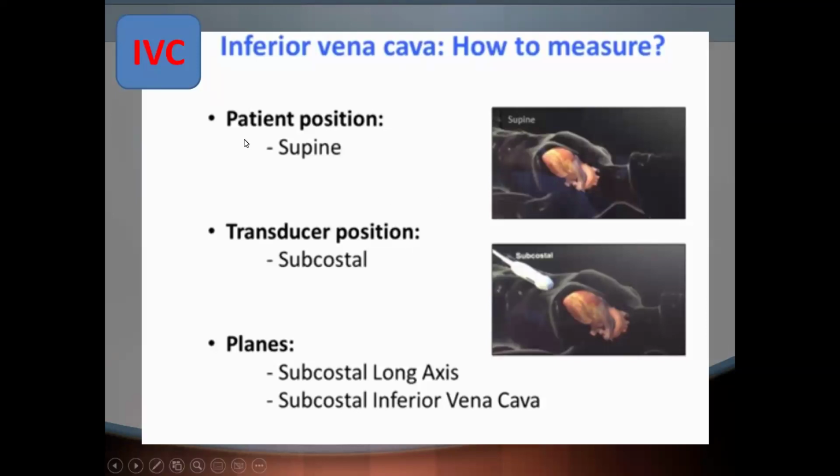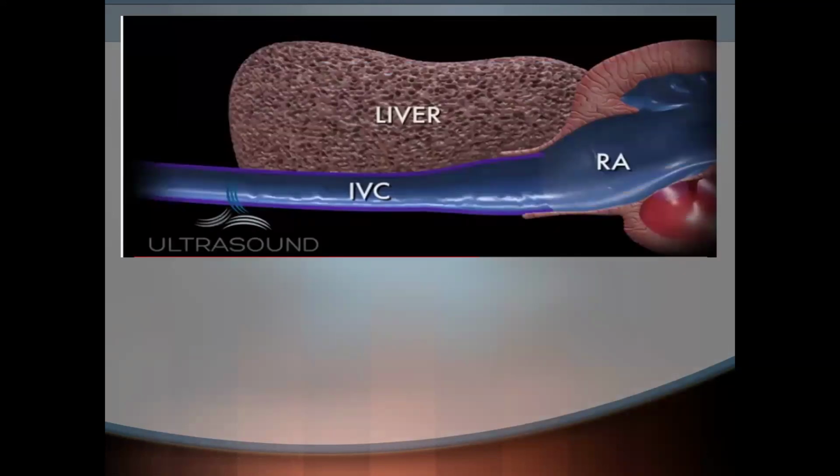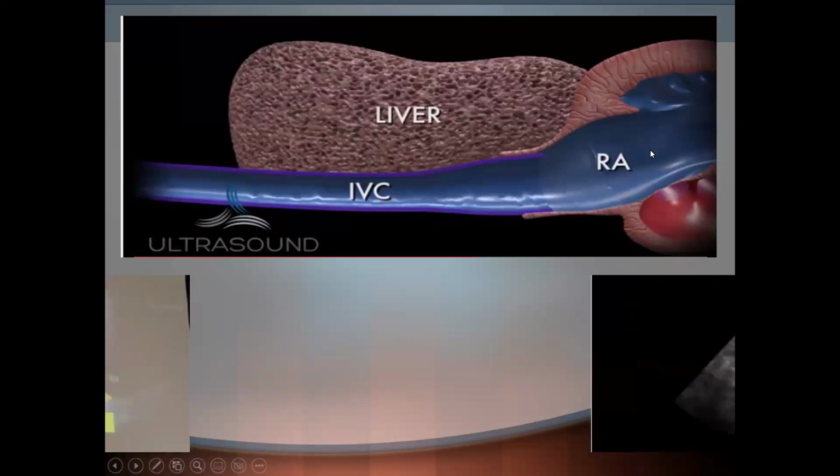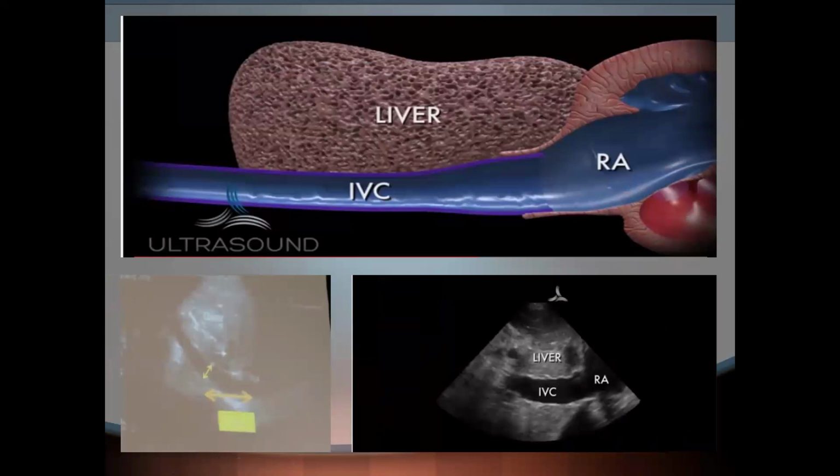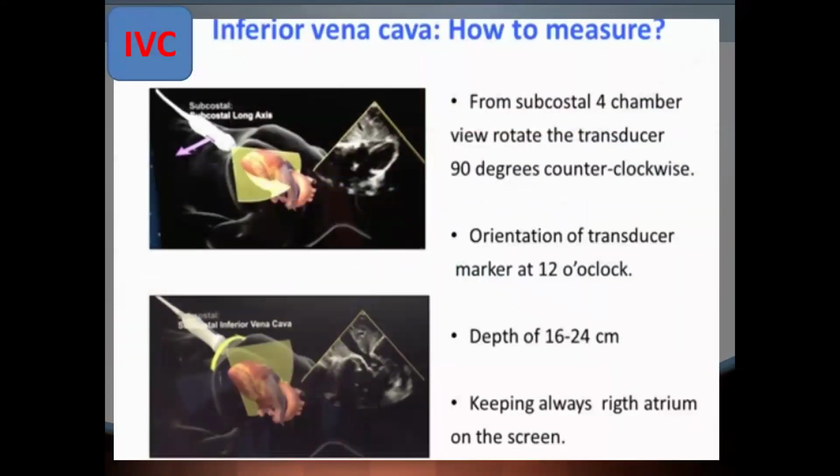Here the diagram shows the patient position, which, as I said, has to be supine, because the abdomen has to be relaxed. So the patient is in supine position, in the subcostal view. This diagram also shows, as we said, the liver and the IVC entering the right atrium.